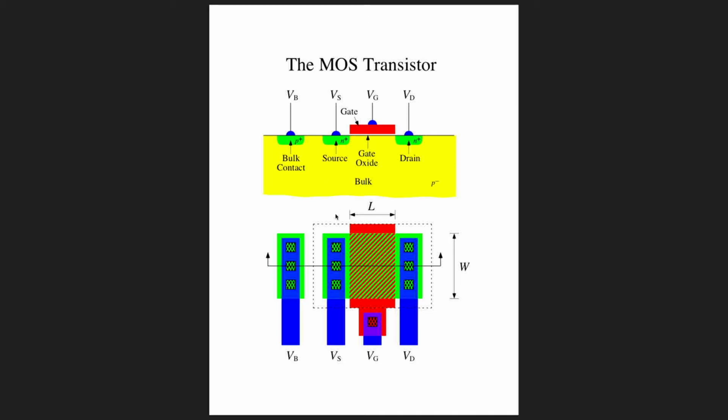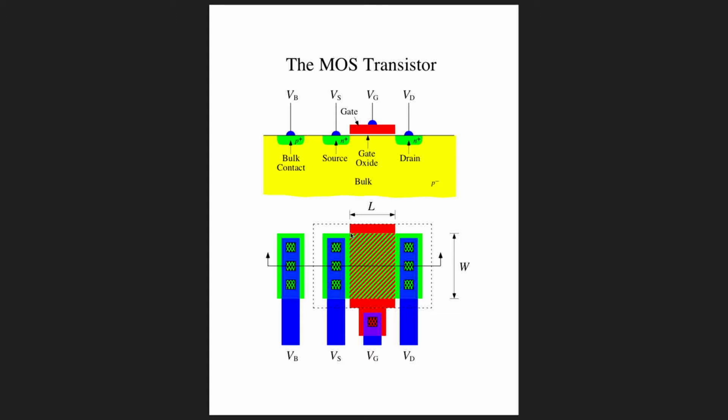We don't get to choose the junction depths or the thickness of the oxide, but what we do get to choose are the dimensions of the transistor here. So the transistor is really this area that's shown here in the red and green crosshatch. We get to pick this dimension, which is called the length of the transistor, and this dimension, which is called the width of the transistor.